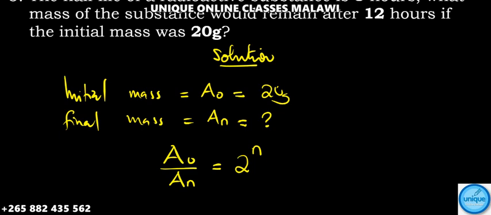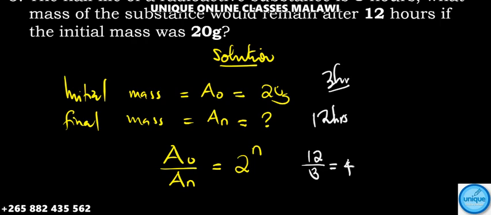So what we need to do, we need to know how many half-lives we will have in 12 hours. The question says the half-life is 3 hours, so we find the number of half-lives in 12 hours. We just divide 12 hours by 3 hours. You're going to see what the answer is.